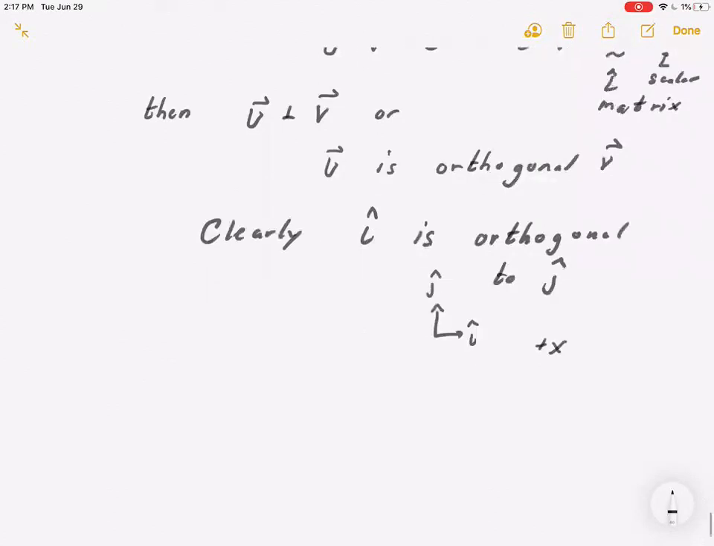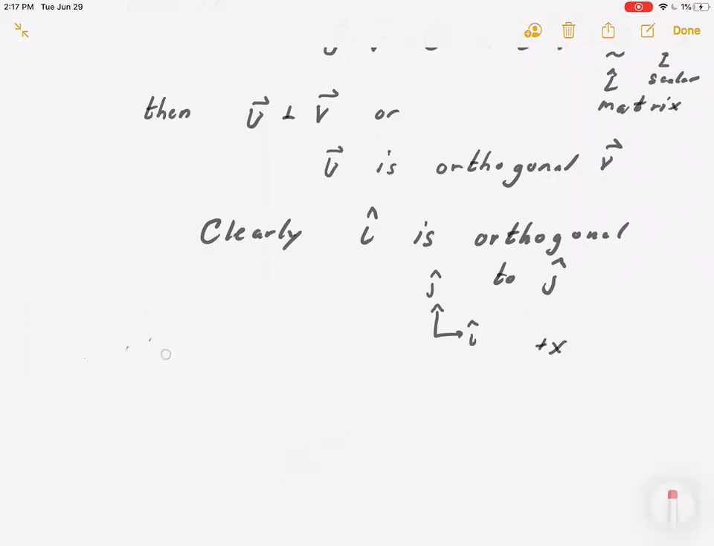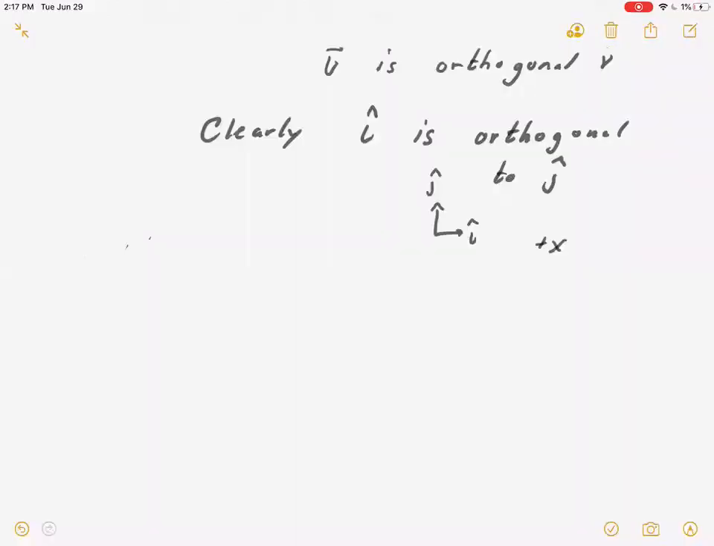Okay, there's another important concept that we will introduce at this time. And that's the concept of orthonormality.